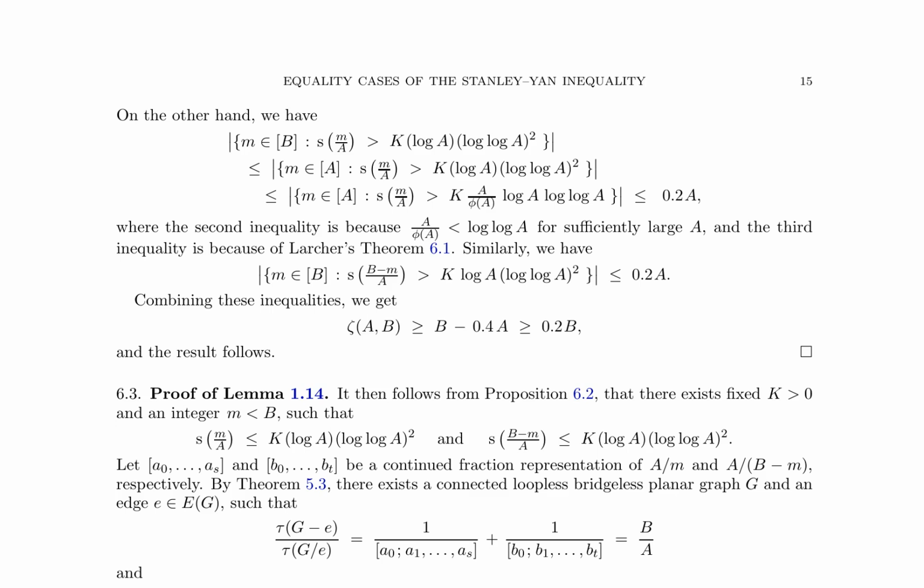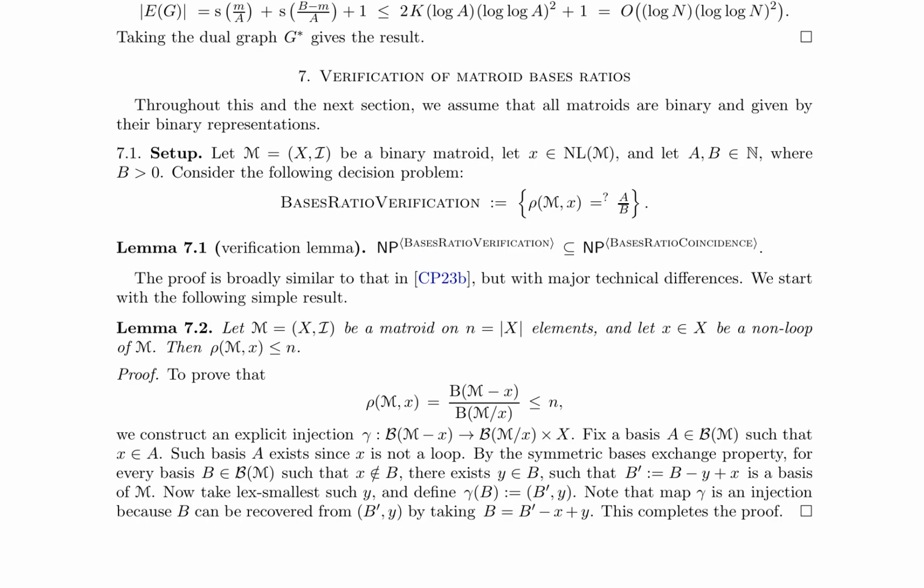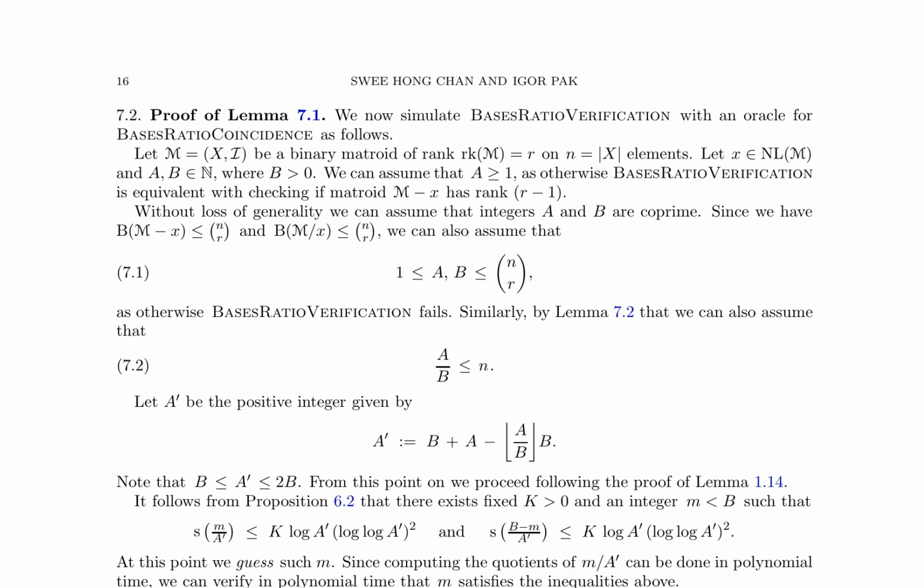It begins by discussing the Stanley-Yan inequality, which is used to establish the bounds for matroid basis ratios. The summary then proceeds to the proof of lemma 1.14, which involves the construction of an injection to prove the bounds. It continues with the verification of matroid basis ratios, including the setup, the verification lemma, and the proof of lemma 7.1. The proof involves simulating the decision problem basis ratio verification with an oracle for basis ratio coincidence. The summary concludes by detailing the process of verifying the matroid basis ratios, including the construction of a graphical matroid and the use of the dual graph to establish the ratios.